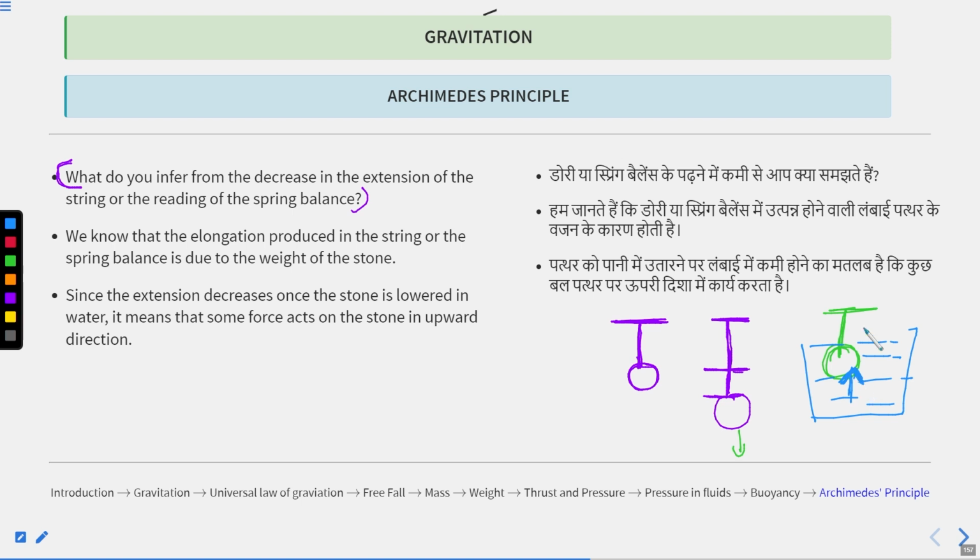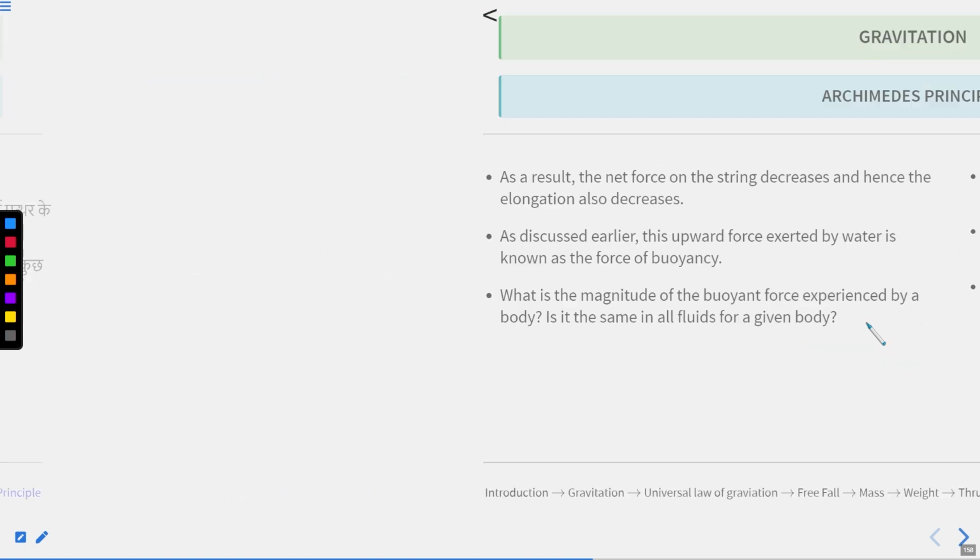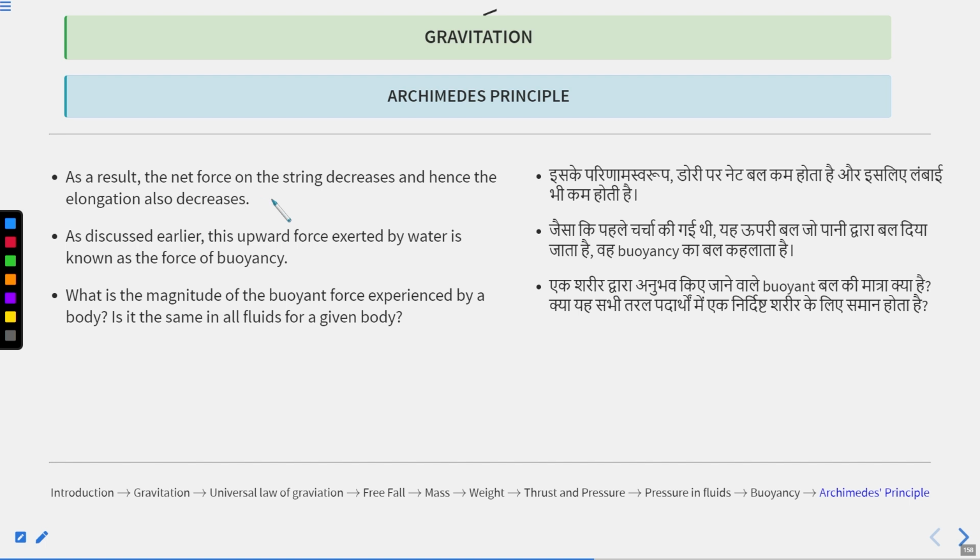Water is providing an upward force on the stone. That's why that elongation has decreased. As a result, the net force on the string decreases and hence the elongation also decreases. The force of gravity, which was causing that elongation when there was no liquid, is decreased by the water's upward force. That's why the elongation is also decreasing. And we know that this upward force is known as buoyancy or the force of buoyancy.